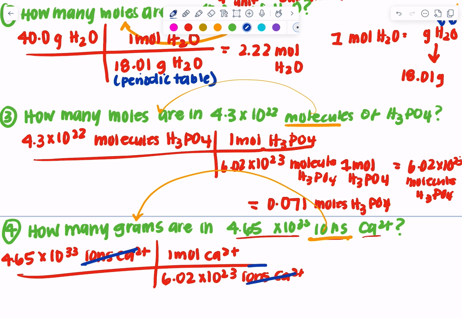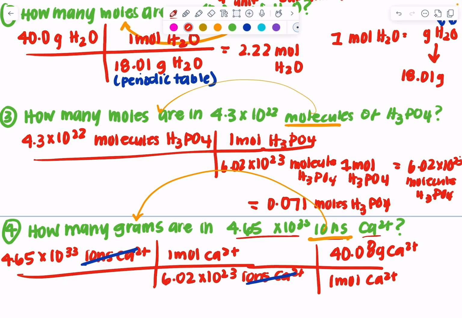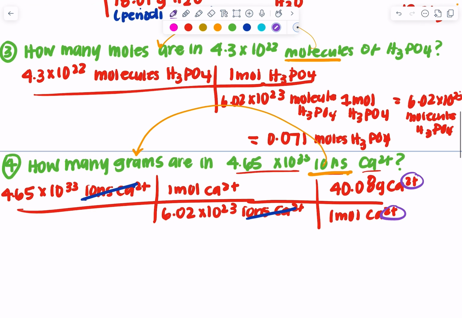Now, we're still not in grams. We need to go all the way to grams. And I think 1 mole of calcium is 40.08 grams of calcium. And again, these charges don't affect the mass. We would just go to calcium on the periodic table and just use that mass. The charges don't really make a difference at all.